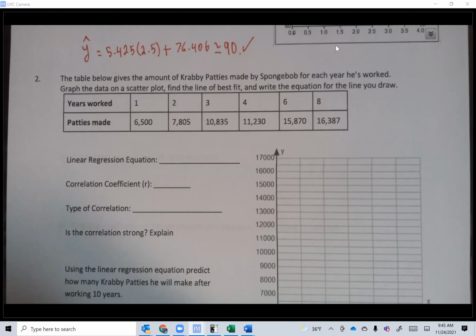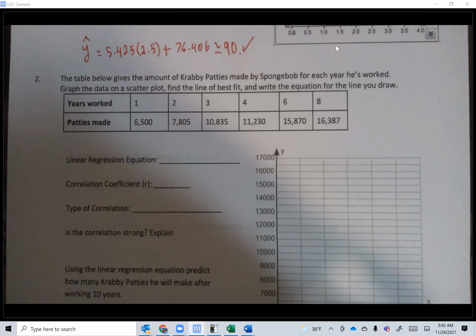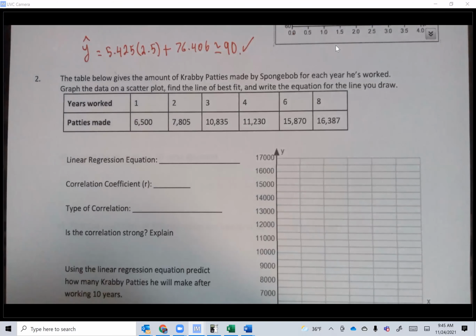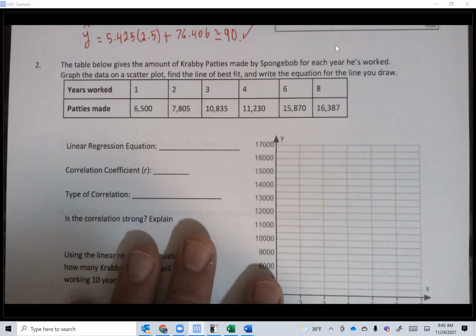The table below gives the amount of Krabby Patties made by SpongeBob for each year he worked. I'm sure all of you know SpongeBob. I had to put this cartoon up for so many years because my daughter just loved that at that time. Graph the data on a scatter plot, find the line of best fit, and write the equation of the line. So same thing as before. Let's do this.